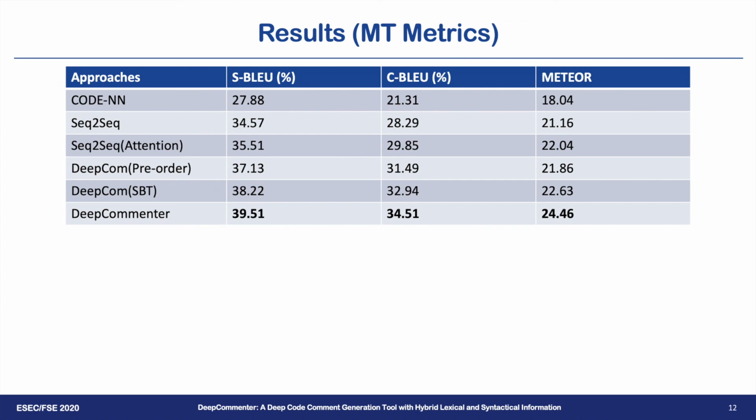The machine translation metrics contain the sentence-level BLEU, corpus-level BLEU, and METEOR. The results show that our model achieves the best performance in all 3 metrics.